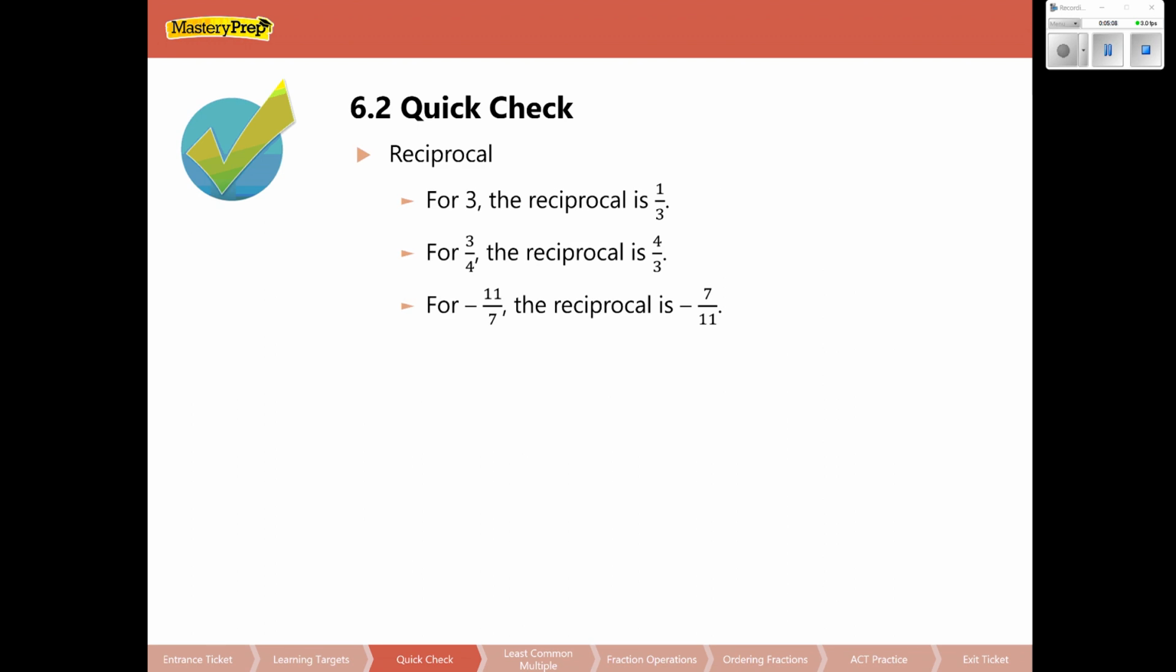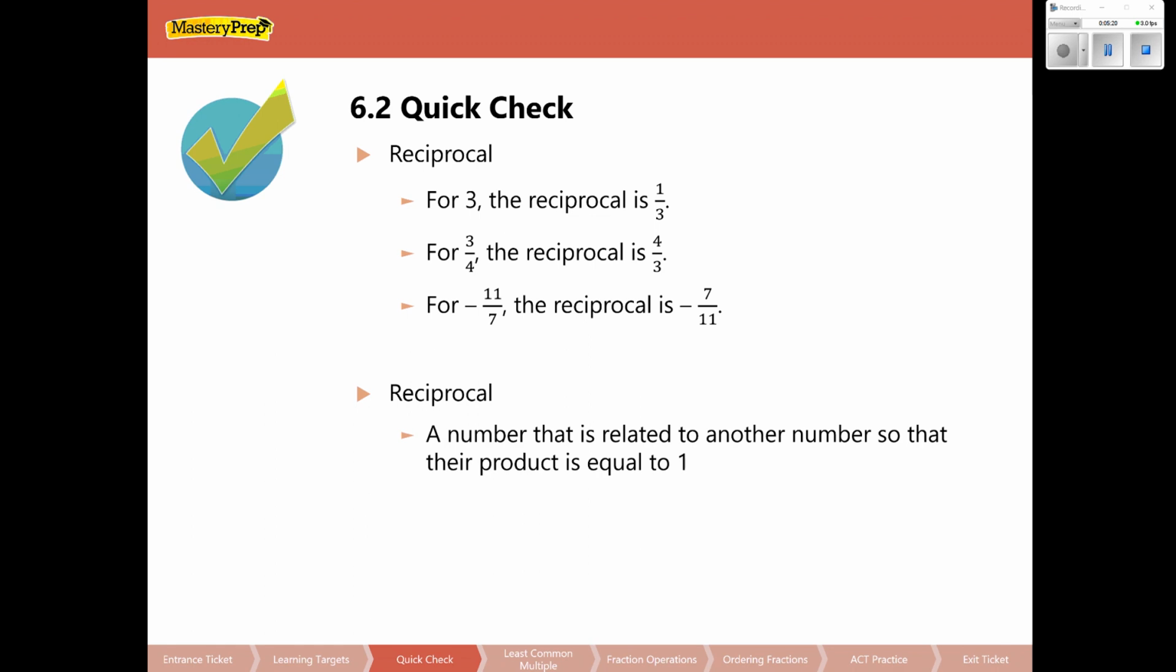Now reciprocals, really, we're flipping it. So 3's reciprocal is 1/3. 3/4's reciprocal is 4/3. Negative 11/7's reciprocal is negative 7/11. And when we say reciprocal, really the biggest thing is that their product is 1. So if we multiplied any of these together, we would get 1.